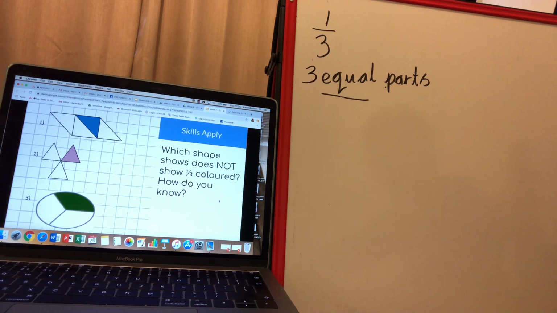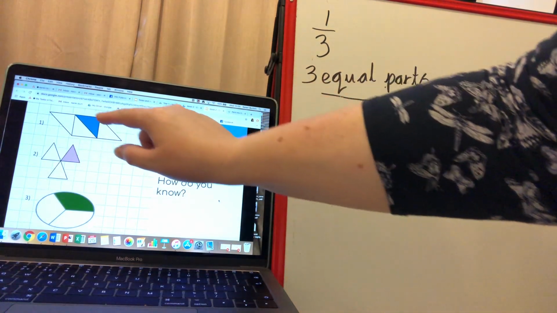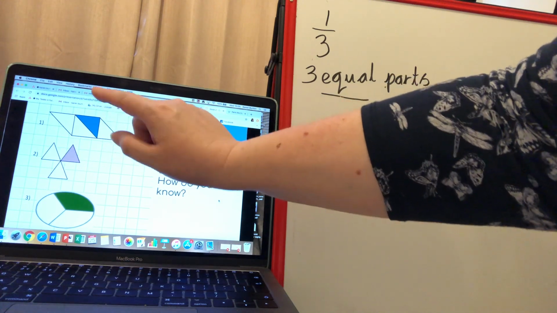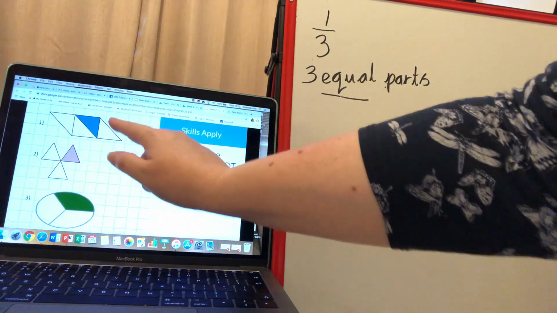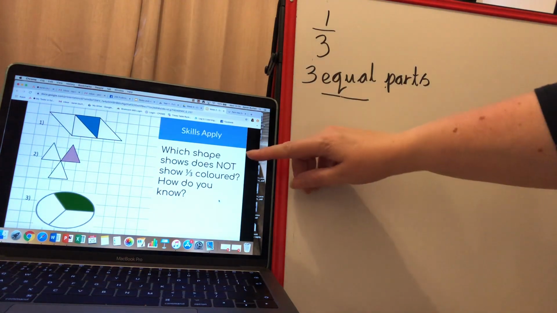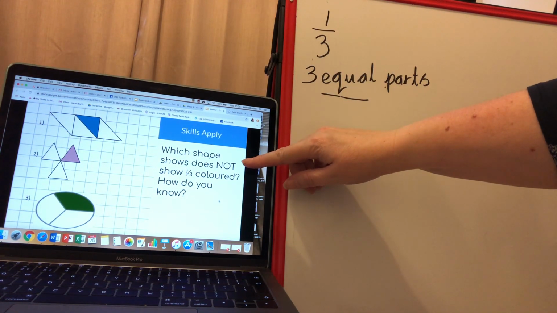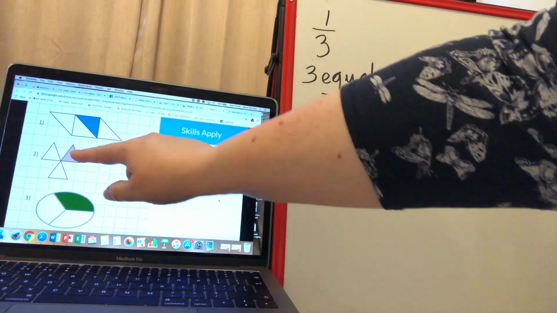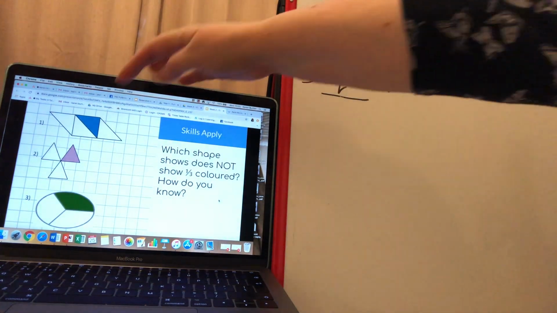And the next question, which shape does not show 1/3 coloured? Which one's wrong? Number 1 has got 1, 2, 3, 4 parts with 1 coloured. That's 1/4. So that's not 1/3, is it? So number 1 is correct, as in it's not showing 1/3 coloured. Number 2 is showing 1/3 coloured, and so is number 3. They've each got 1 part coloured out of 3. So the answer was 1.